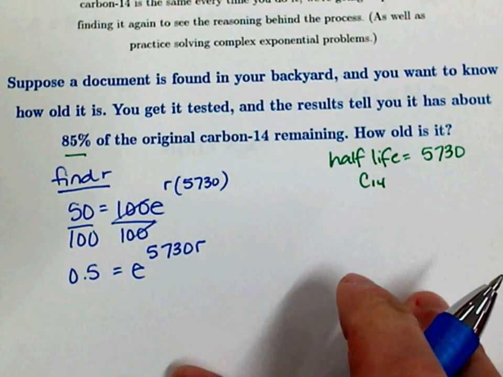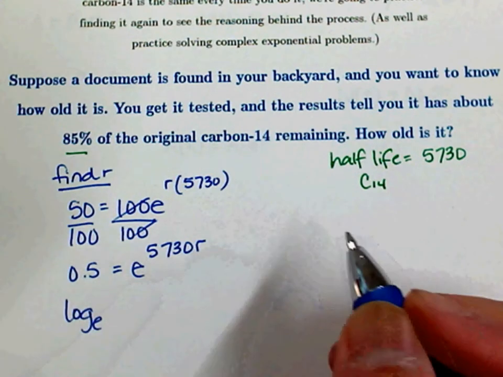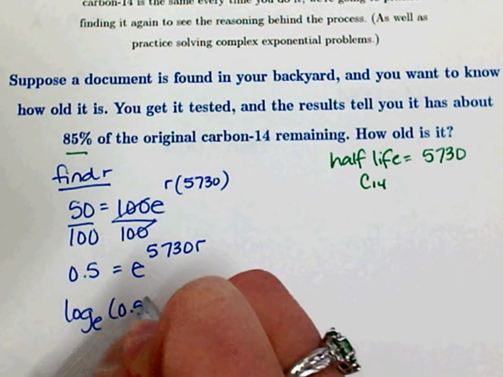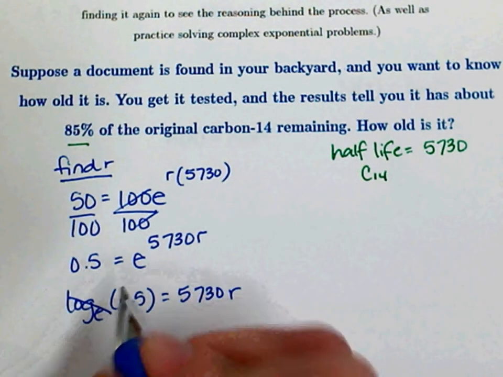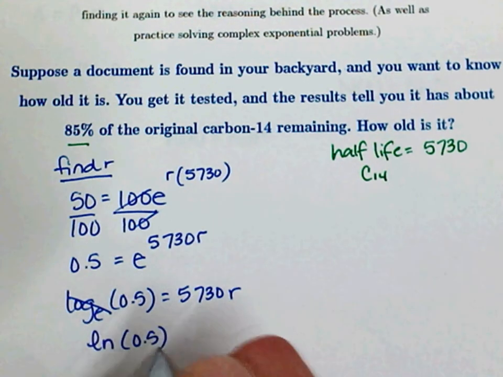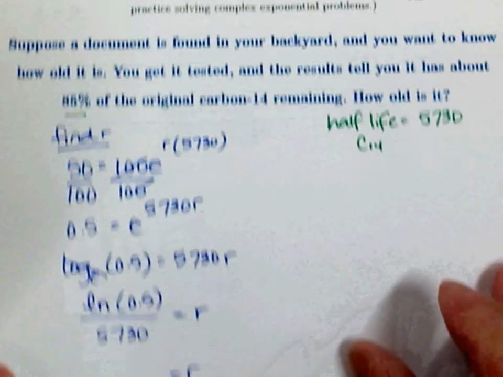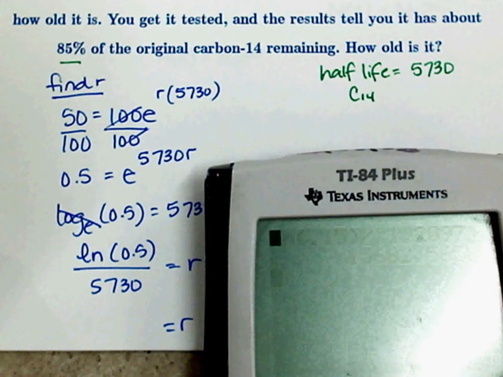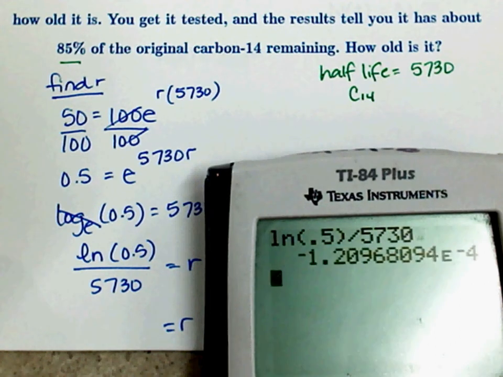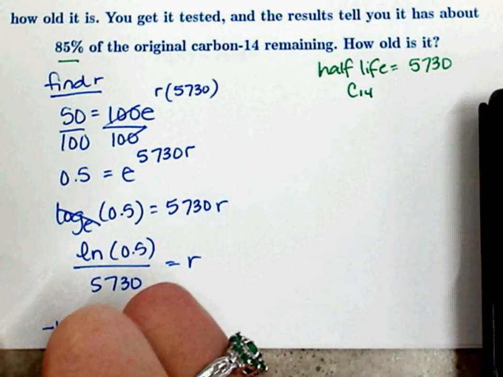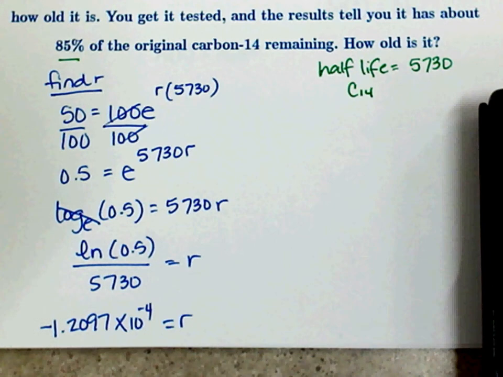Rewrite it as log base e. Some of you could go ahead and write natural log. That's up to you. Equals 5730 r. Notice there's a pattern to this. So natural log divided by 5730 is equal to r. And what did we find for r? Natural log 0.5 in parentheses divided by 5730. Okay. Negative 1.2097 times 10 to the negative 4. Okay. So there's your rate. I will be looking for the rate.